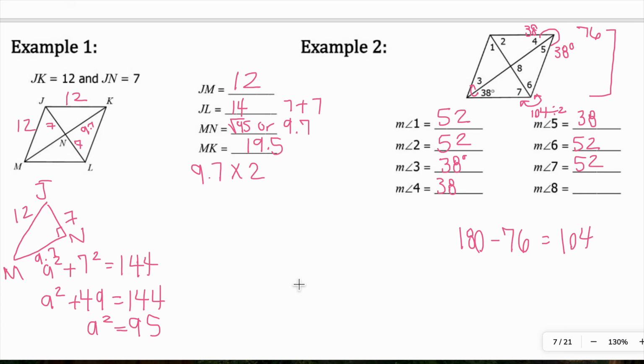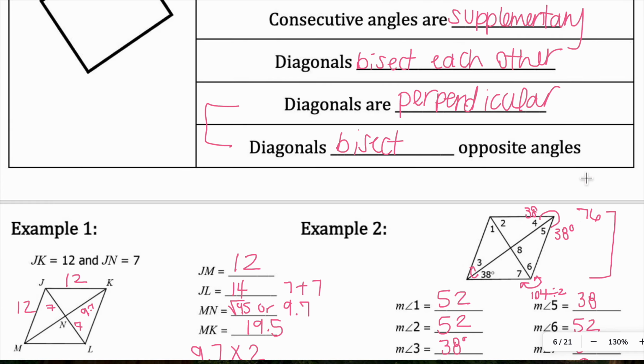The last one is angle 8, and if you think about angle 8 as being the top missing angle of a triangle, I have 38 in this corner with angle 5 and 52 in this corner with angle 6. So 52 and 38 put together is 90, and then just subtracting that from 180, I'm going to get 90 as well. So 180 minus 52 minus 38 is 90.